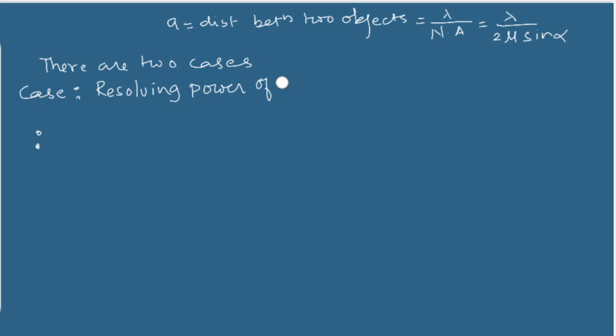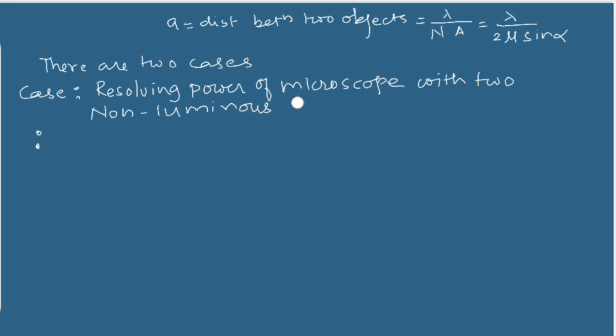resolving power of microscope with two non-luminous objects. If they are dark points, at that time, what should be the resolving power that we are going to consider?